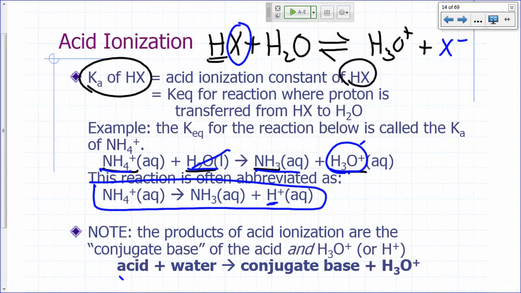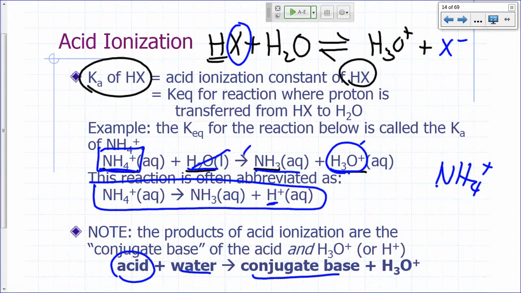What do you notice is the product of this reaction? Anytime you have an acid donating to water, you get the conjugate base of the acid. What's the conjugate base of ammonium? That's what you get when it's lost the H plus. What happens when you lose the H plus from NH4 plus? Instead of 4 hydrogens, you have 3 hydrogens, right? And your charge, instead of plus 1, will drop down to 0. So NH3 is the conjugate base.